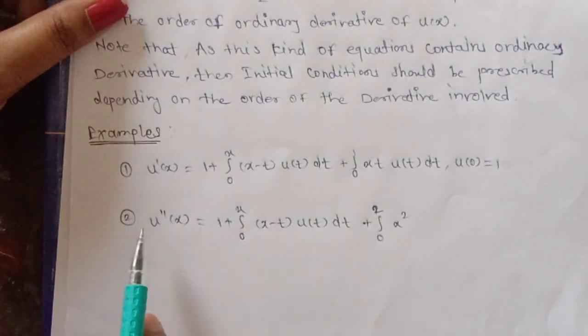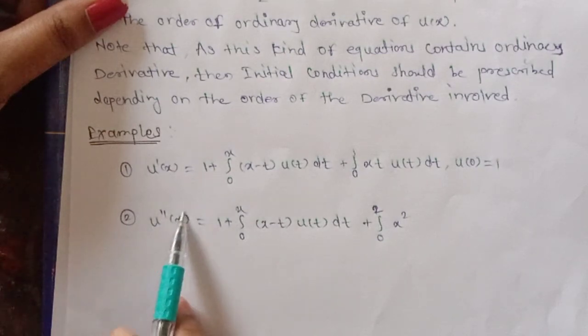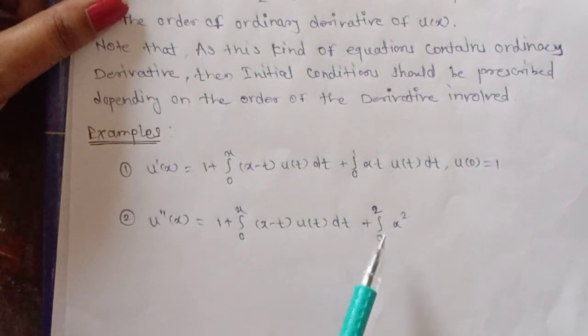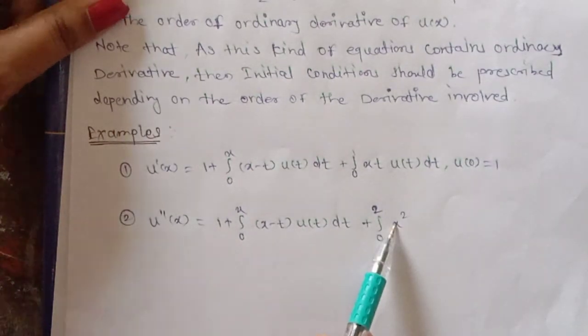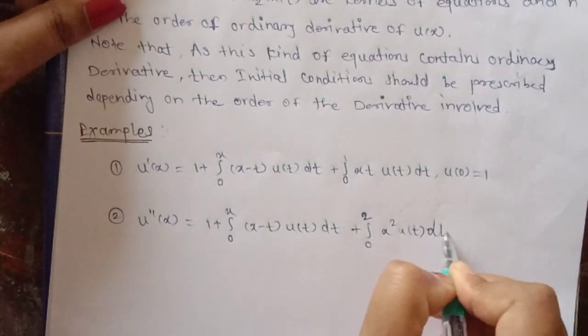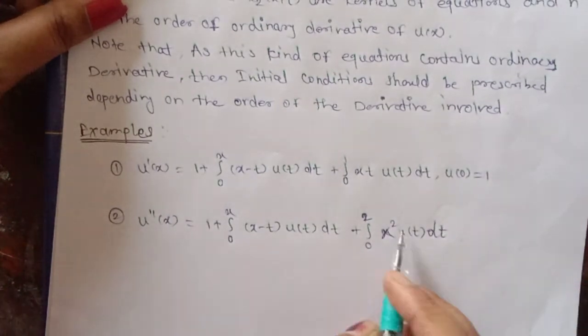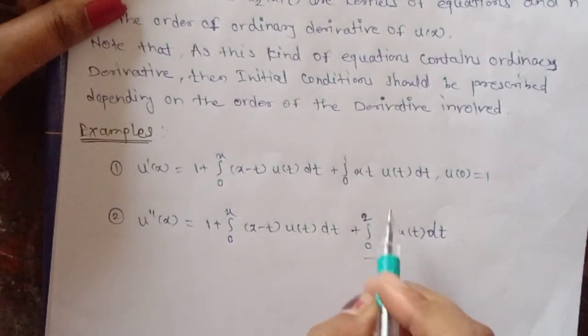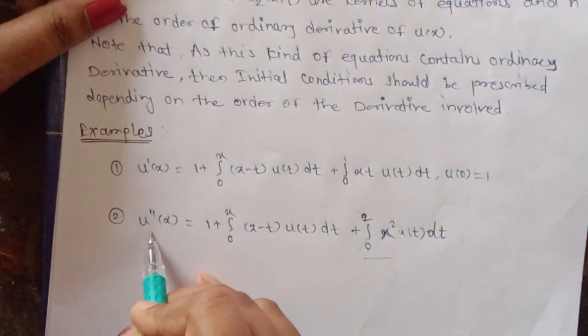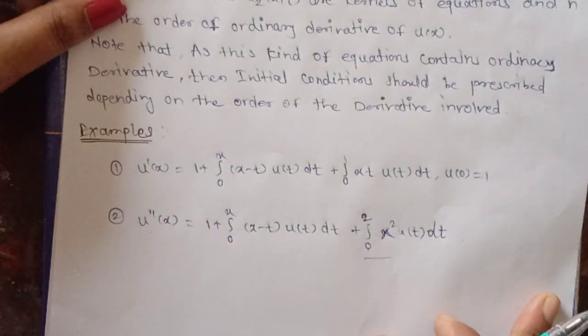Similarly, in the second equation, a second order derivative is taken: u double dash of x equals function f of x plus integral 0 to x of minus t u of t dt. This is a Volterra form, plus integral 0 to 2 of x square u of t dt. Here the limits taken are the constants 0 and 2. So this is nothing but a Volterra-Fredholm integro differential equation.